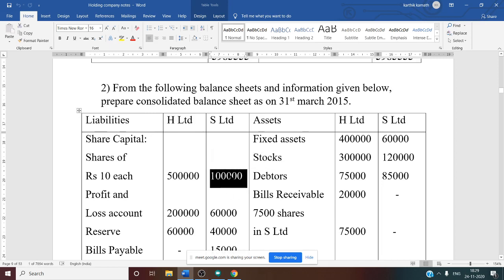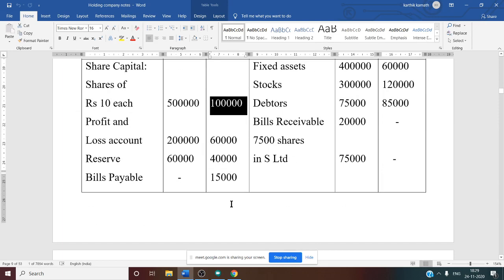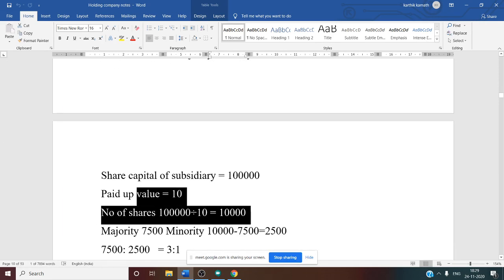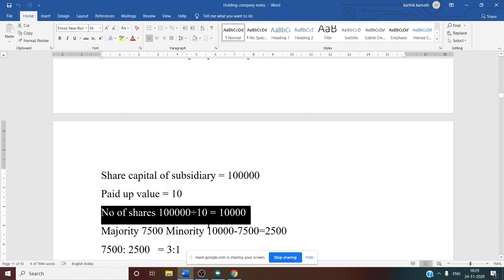So we can easily find out the number of shares. How to find the number of shares? Share capital divided by paid up value. 1 lakh divided by 10, so the number of shares will be 10,000.